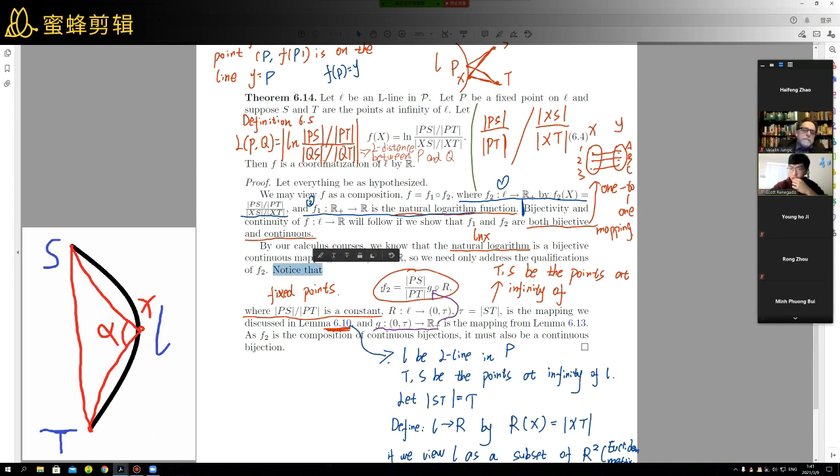Notice that f2 equals |PS| over |PT| times g of r, where |PS| over |PT| is a constant. I think it's because it's a fixed point, so it would be a constant. And r maps L to (0, τ), where τ equals the absolute value of ST, and T and S are the points at infinity. It is the mapping we discussed in Lemma 6.10.